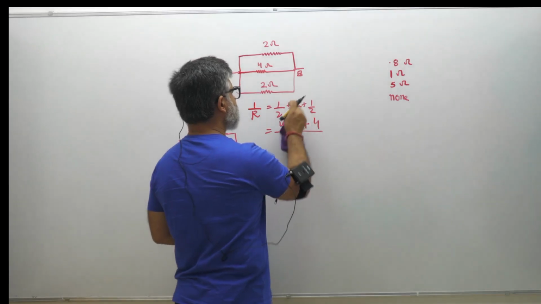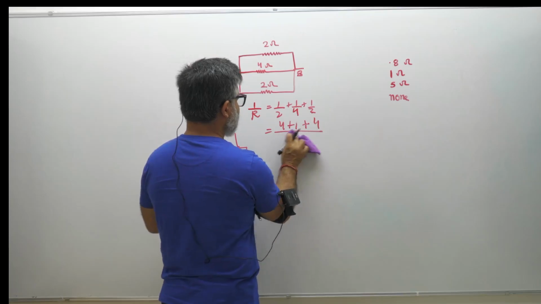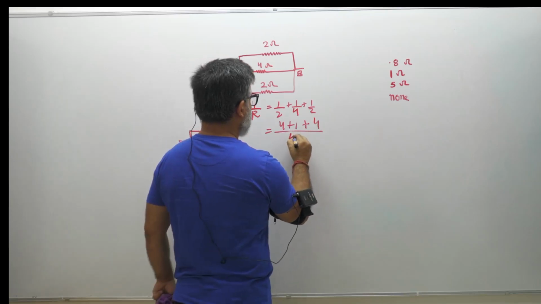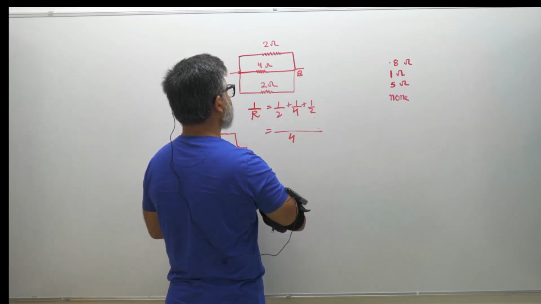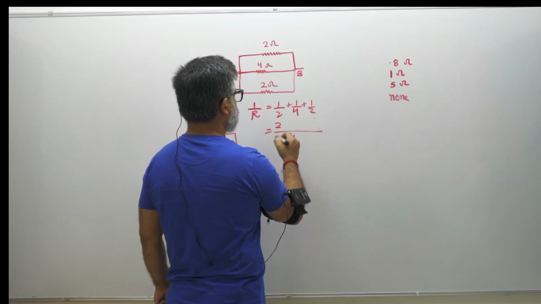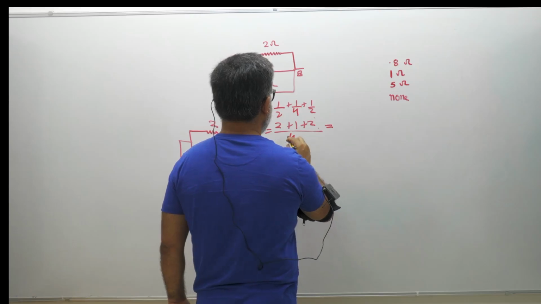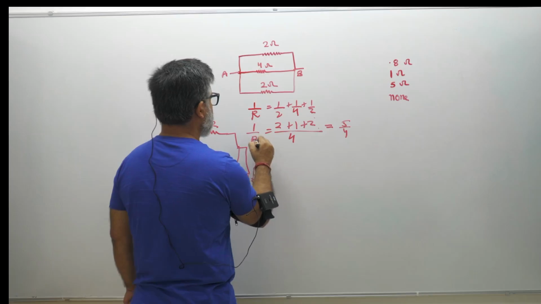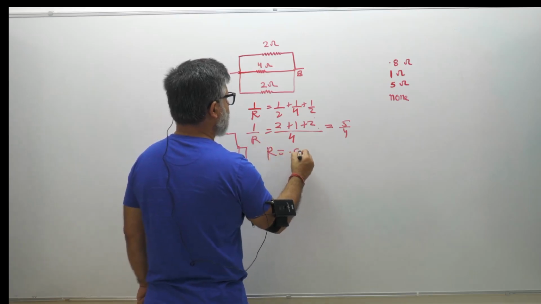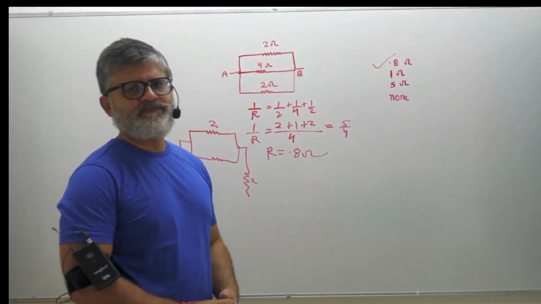So this is 4. So 4 and 2, the LCM is 4, and this becomes 2 plus 1 plus 2, is equal to 5 by 4. And this is 1 by R. So R is equal to 0.8 ohms. So the correct answer is this. This is your correct answer, right?